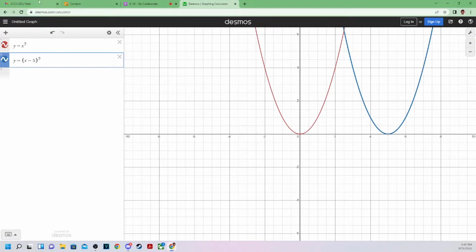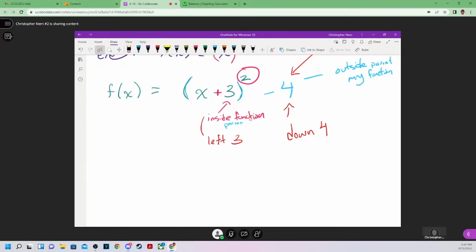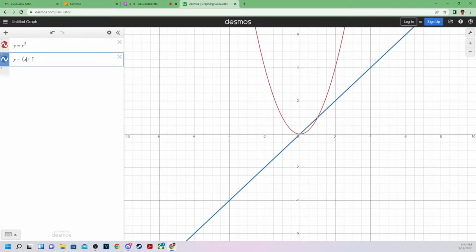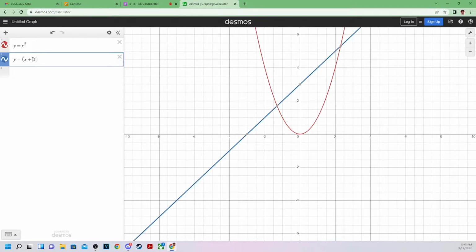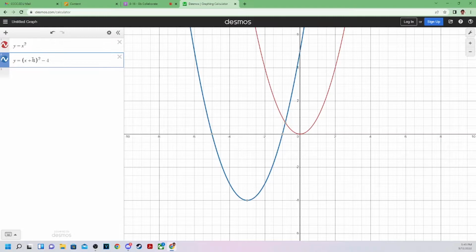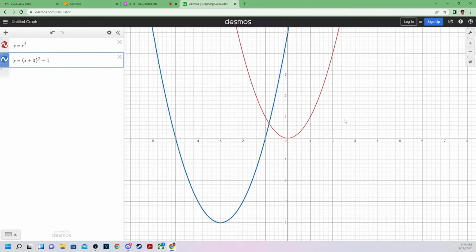So, going back to our example over here, our function is going to move to the left 3 and down 4 of our parent graph. So let's just check that on here real quick. Let's write that down. So if I had x + 3 squared, and then I subtracted 4, you'll notice that it is the exact same graph right here. Why does it look bigger, actually? Let me see.